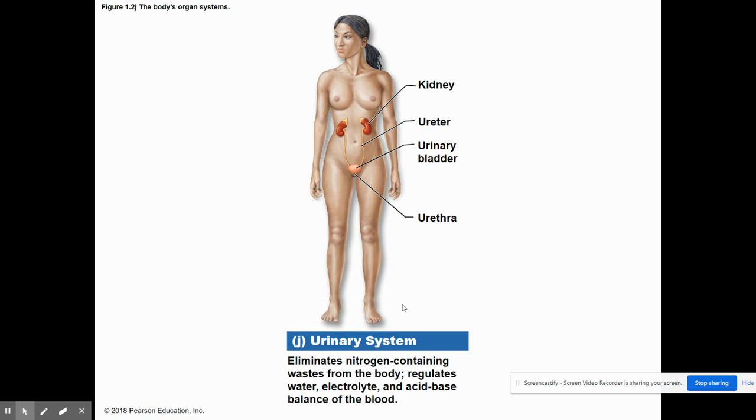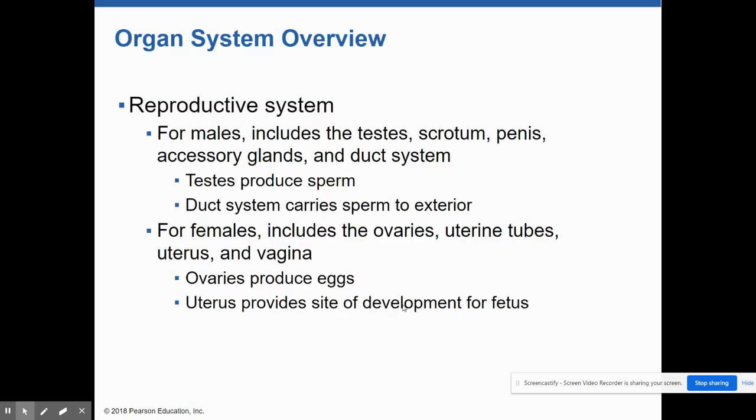The main structures are the kidneys, the ureters, the urinary bladder, and the urethra. And the main functions are eliminating nitrogen-containing waste from the body, regulating water, electrolyte, and acid-base balance of the blood. So those are the main functions of the urinary system.